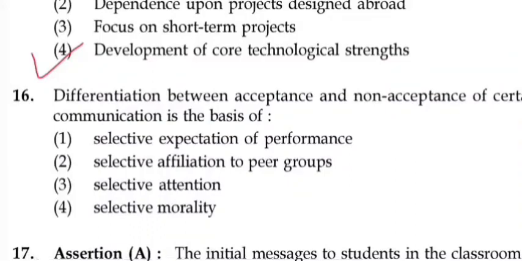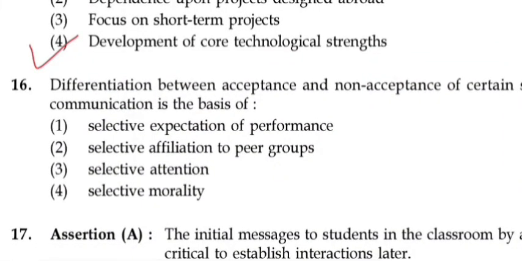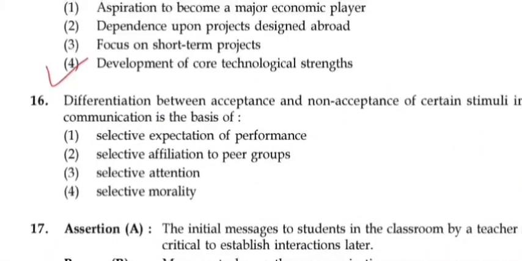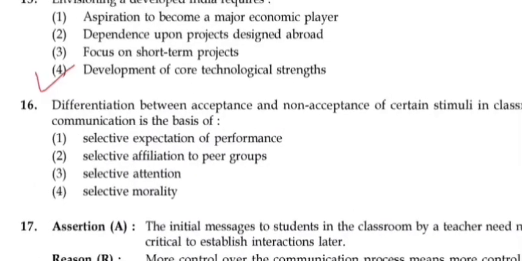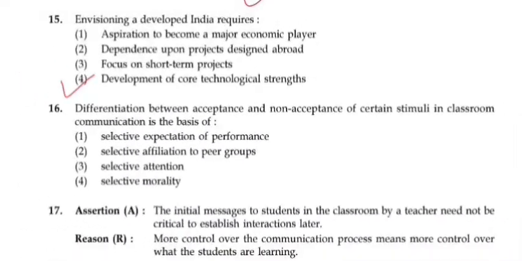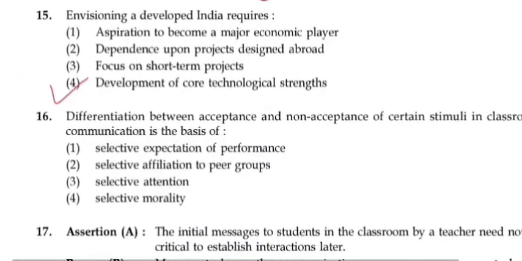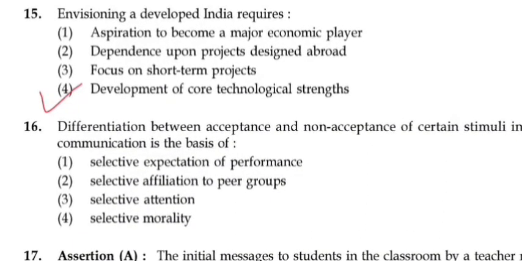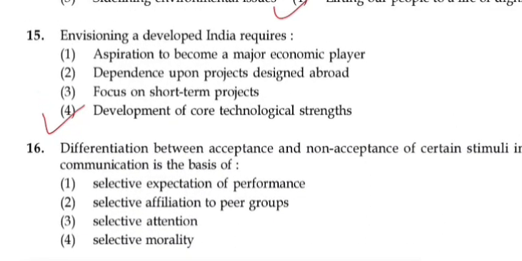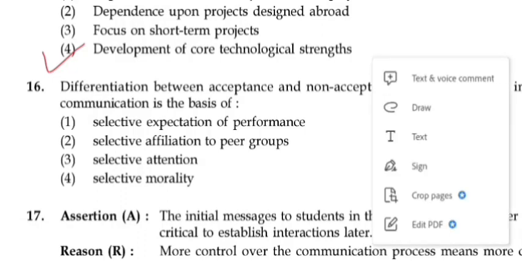Number 16 says, differentiation between acceptance and non-acceptance of certain stimuli in classroom communication is the basis of what? So this is not related to the given passage. It is related to teaching aptitude. Selective expectation of performance, selective affiliation to peer groups, selective attention, selective morality. It will be number 3, selective attention.